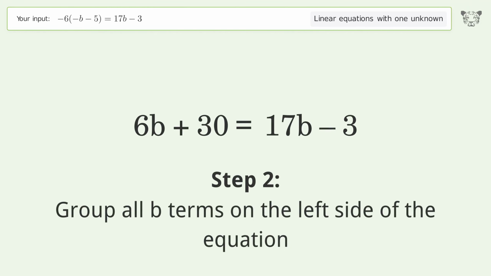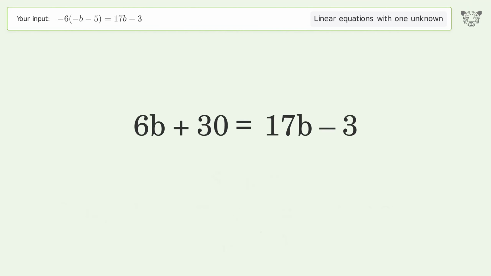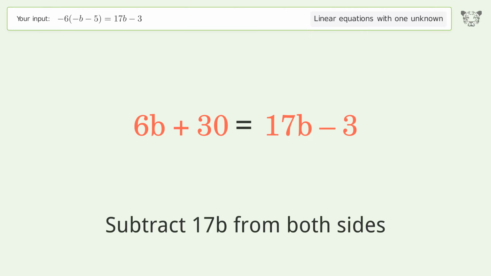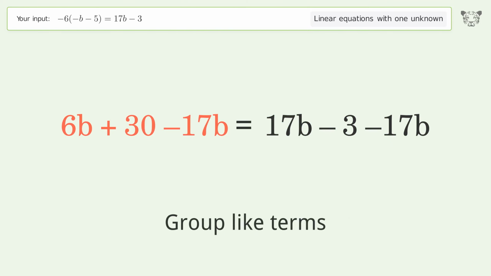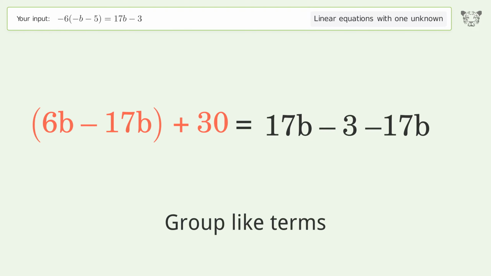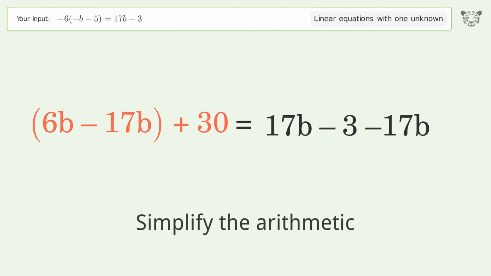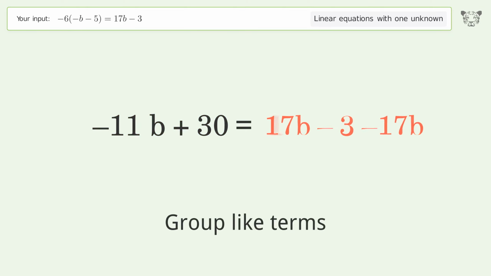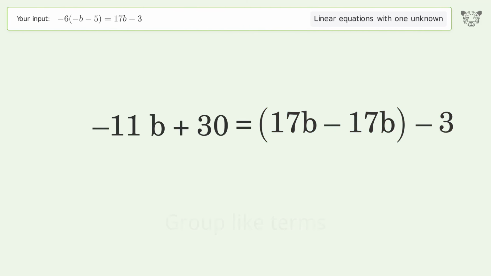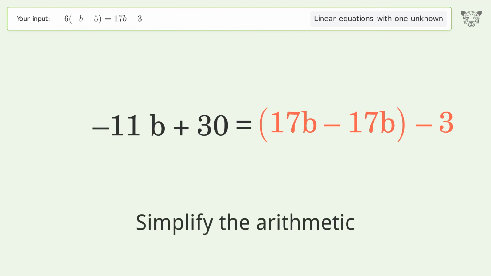Group all b terms on the left side of the equation. Subtract 17b from both sides. Group like terms. Simplify the arithmetic. Group like terms. Simplify the arithmetic.